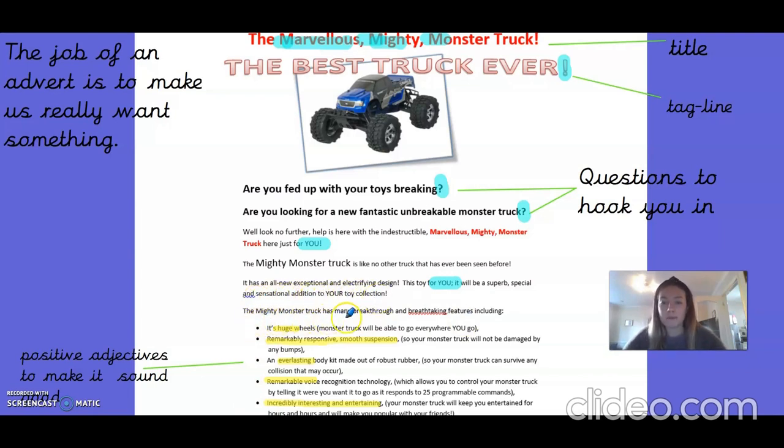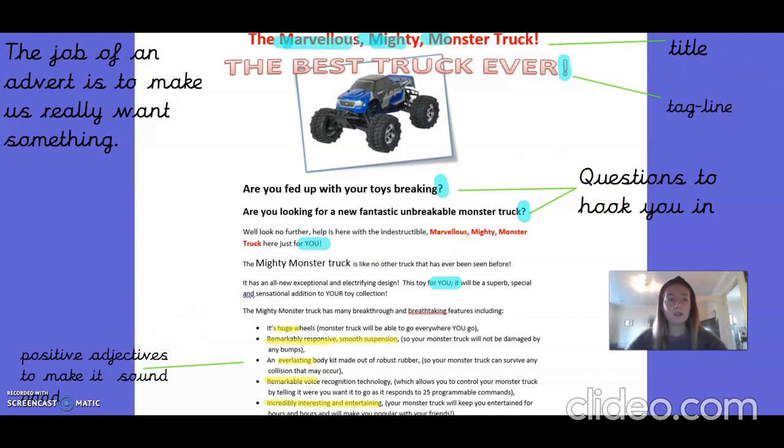The Mighty Monster Truck has many breakthrough and breathtaking features, including its huge wheels, remarkably responsive, smooth suspension, again some more positive adjectives, an everlasting body kit, remarkable voice recognition technology, and incredibly interesting and entertaining. So in this section here, they've used bullet points to break up the different reasons you should buy this monster truck, and they've made sure they've used positive adjectives to make it sound good. We want to sell it to them so that they buy it.